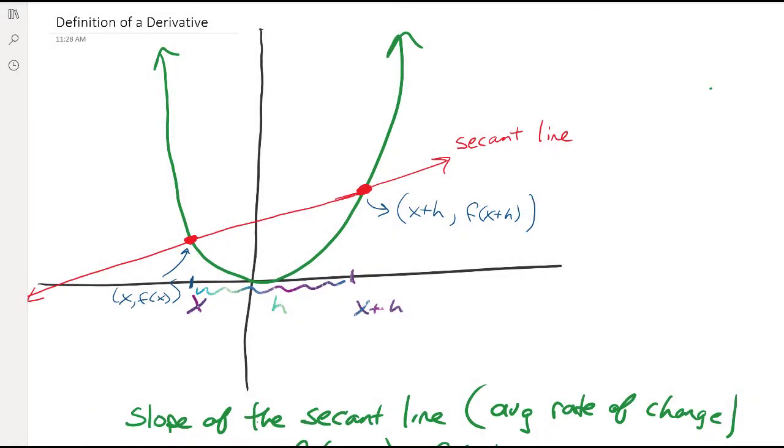Alrighty, folks, in this video, we're going to go over the definition of what's called a derivative. To get us eventually into the definition of a derivative, let's first look at this picture that we've talked about in a previous video.